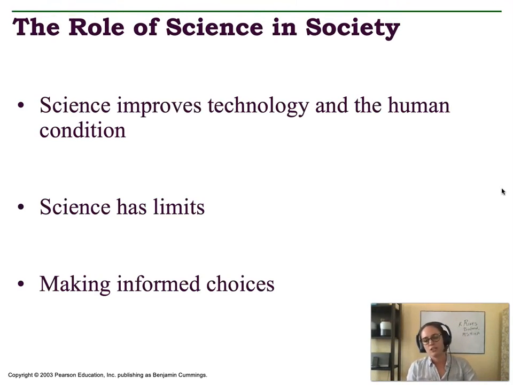Science improves technology and the human condition. Science has limits, as we already saw. Up until the 1950s or so, we didn't know that Lyme disease existed. It really did take individuals coming forward with serious problems to convince scientists to actually start studying this thing that was happening in a very specific region. But eventually scientists listened. Science takes time. Science has to be repeated. So by the time science is actually saying, yes, there's Lyme disease, a lot of people have already been affected.